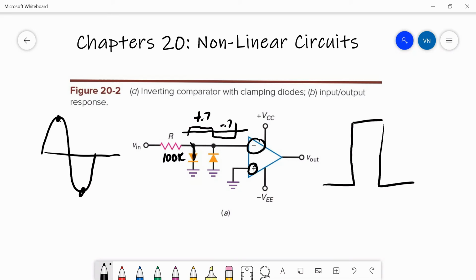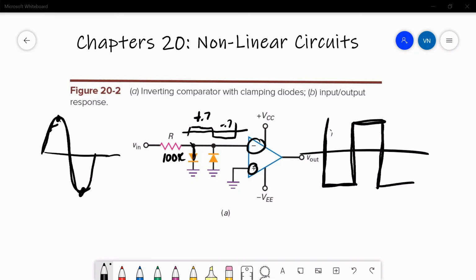So this would be an inverting output. When this input comes in like this, the output would be the inverse of that. It would go negative and then positive. And you could use this to count the 60 hertz frequency on the line and update a clock.